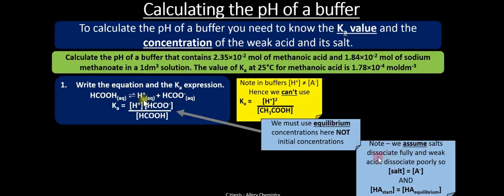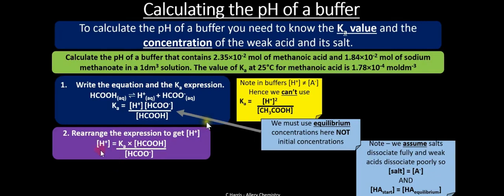We assume salts dissociate fully and weak acids dissociate poorly. Therefore, the concentration of the salt is equal to the concentration of the conjugate base. In other words, the conjugate base ions, all of them are coming from the salt. And the concentration of the acid at start is equal to the concentration of the acid at equilibrium. So we are assuming that the acid does not even dissociate here. The dissociation is negligible, such that the concentrations at start and at equilibrium are almost equal. So just note that the concentration of the salt is equal to the concentration of the conjugate base of that acid.